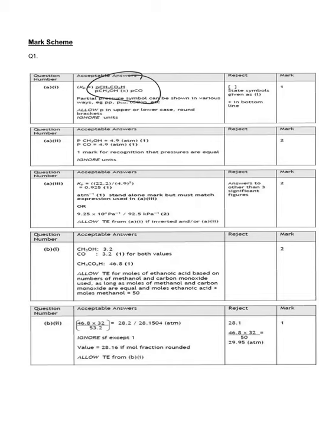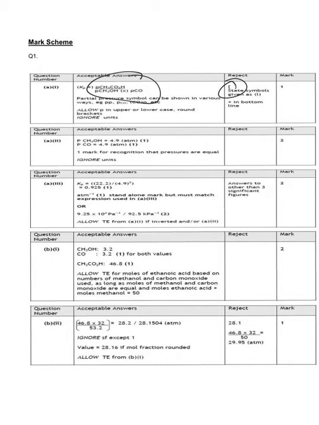A couple of things, we did have a couple of people writing with square brackets. That would be for a Kc, the concentrations. We're using the pressures, so it should be the pressure of each of those substances. Part two, we've then got to calculate the partial pressures. We know that the total pressure is 32, and at equilibrium the partial pressure is 22.2 of the ethanoic acid.